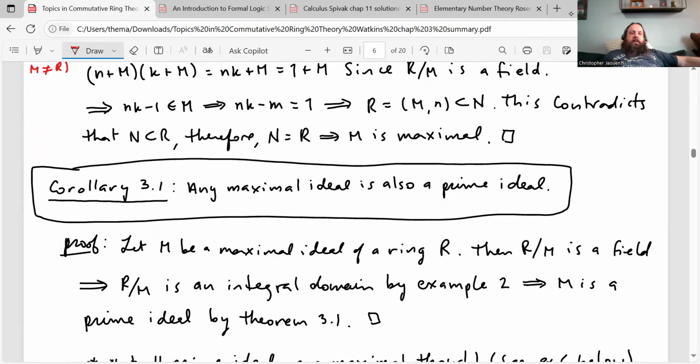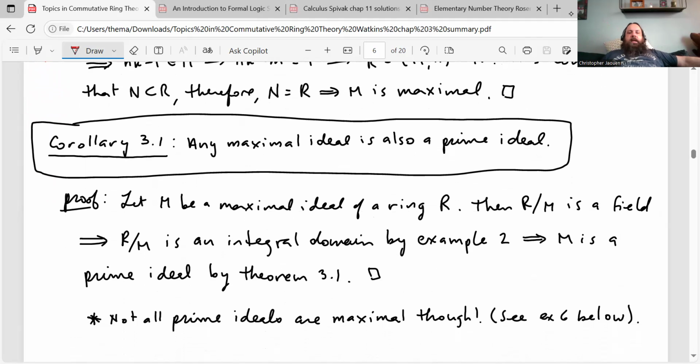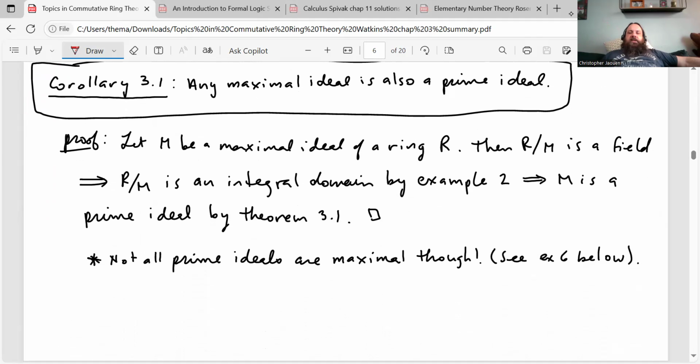Okay, corollary 3.1 follows directly from that one. Any maximal ideal is also a prime ideal. Let M be a maximal ideal of a ring R. This is my proof. Then R mod M is a field, which implies that R mod M is an integral domain by example 2, which implies that M is a prime ideal by theorem 3.1. That's it. It's a corollary. It follows directly, basically, from what we just did.